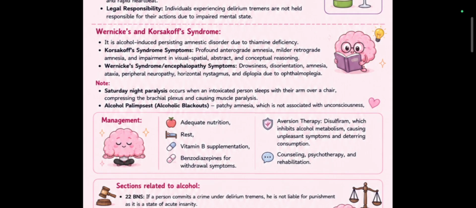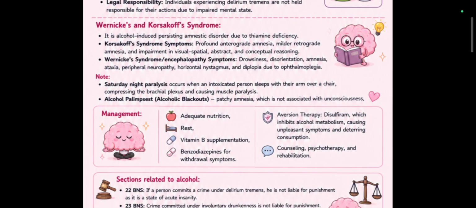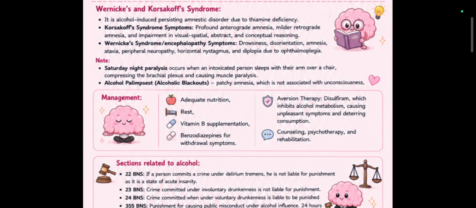Note, Saturday night paralysis or Saturday night palsy occurs when an intoxicated person sleeps with their arm over a chair, compressing the brachial plexus and causing muscle paralysis. We learned it in anatomy. Alcoholic palimpsest, which is called alcoholic blackouts: patchy amnesia, which is not associated with unconsciousness.